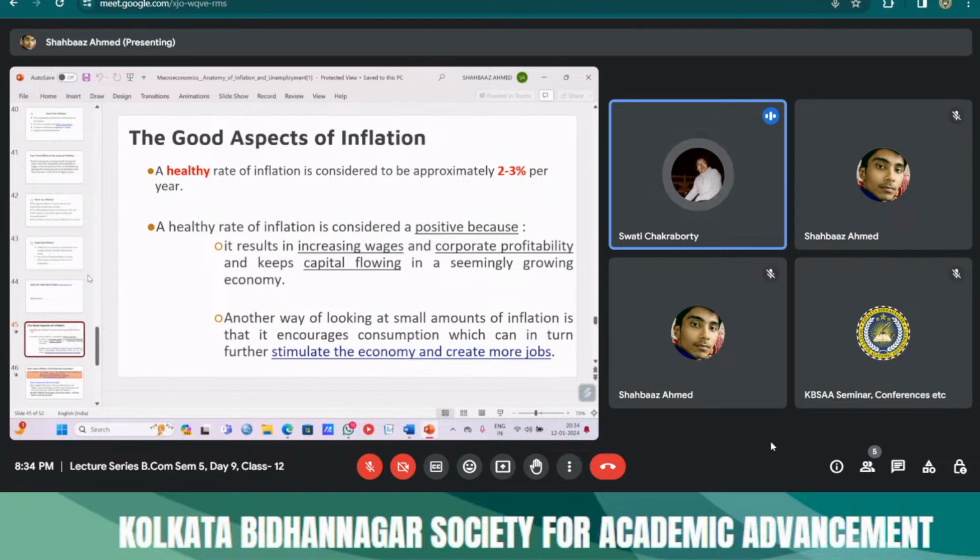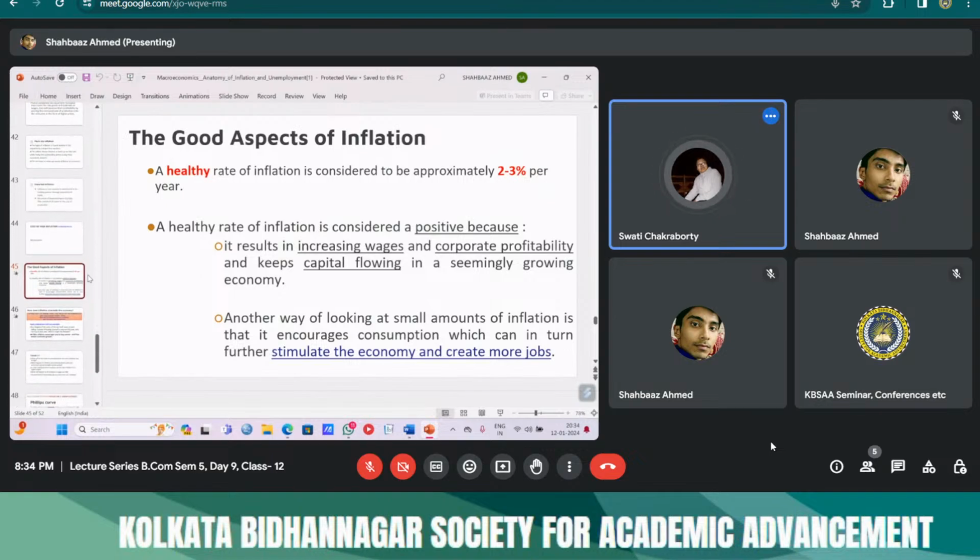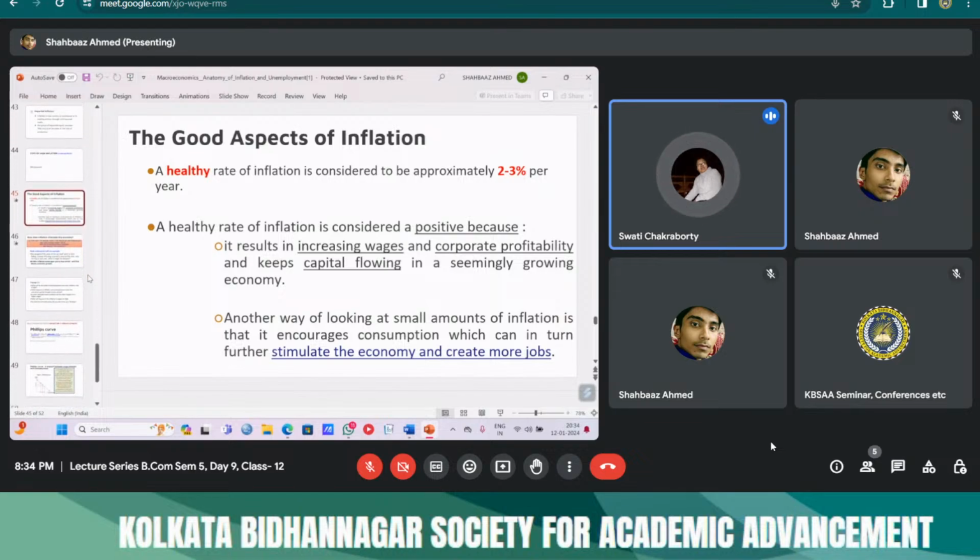And also it encourages consumption, leading to what? More production, and the economic growth also happens. So that is all. A small amount of inflation is healthy. Zero inflation is not good for an economy.